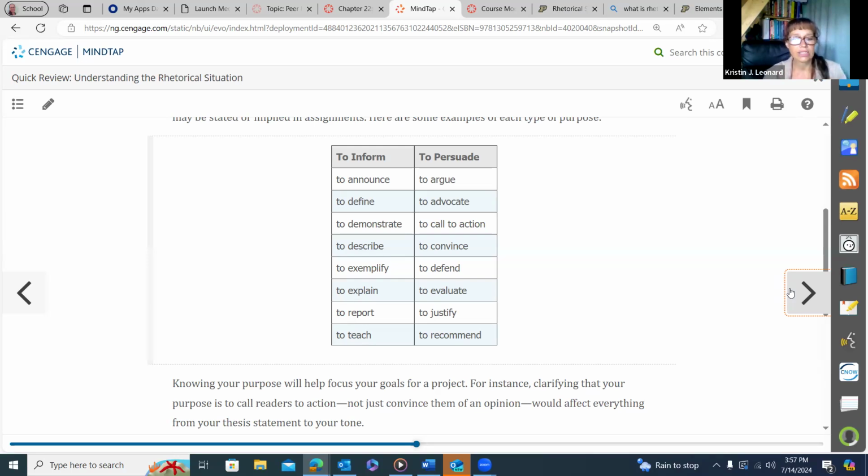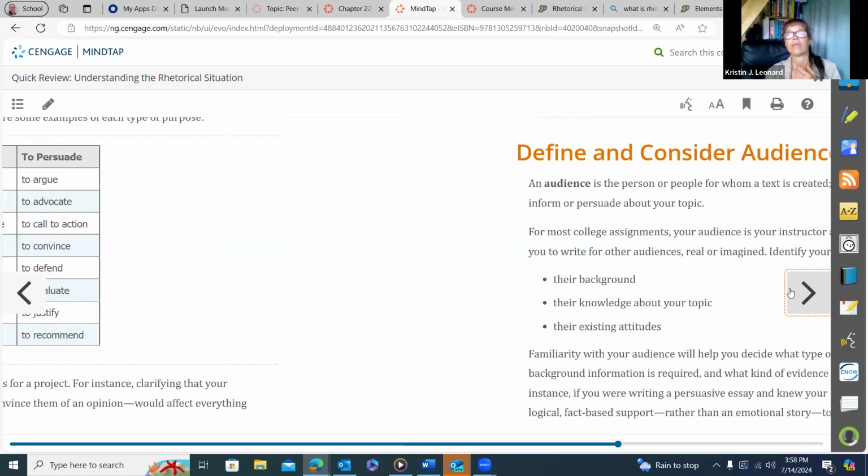It's more of an objective stance. You're going to announce, to define, to demonstrate, to describe, to exemplify, to report, to teach. I am teaching you. I'm not giving you my judgment whether or not I think this is something that works or not. I am simply teaching you. But for this persuasive paper, we're going to stick to that right-hand column to argue, advocate, to call to action, to convince, to defend, to evaluate, justify, to recommend. All right.